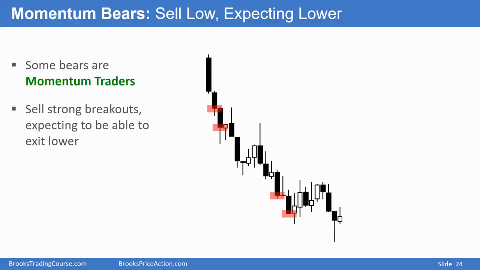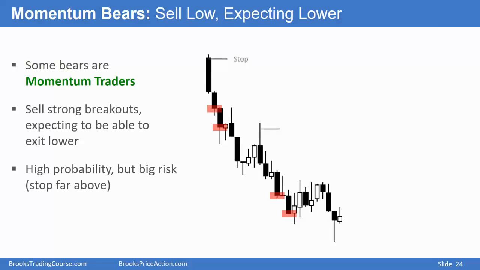Just like some bulls are momentum traders, some bears are momentum traders, and they are willing to sell all the way down, even when the market's extremely strong and the stop is far away. They believe that probability of making money is high. They know that their stop is far away, and they're willing to take the bad risk-reward trade because of the high probability of making money. So they're willing to sell at the low, expecting that any pullback will be brief and that the market will go lower and they'll be able to take a profit. So high probability, but big risk.